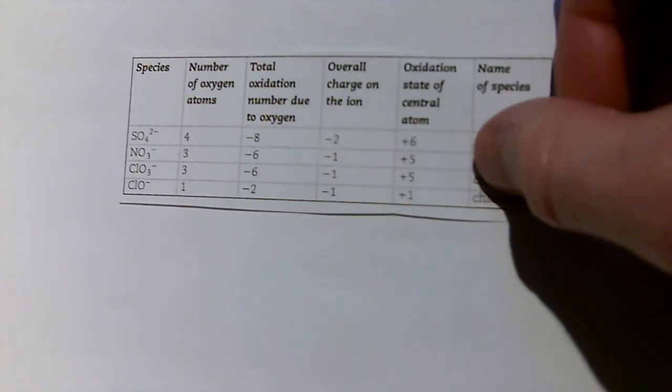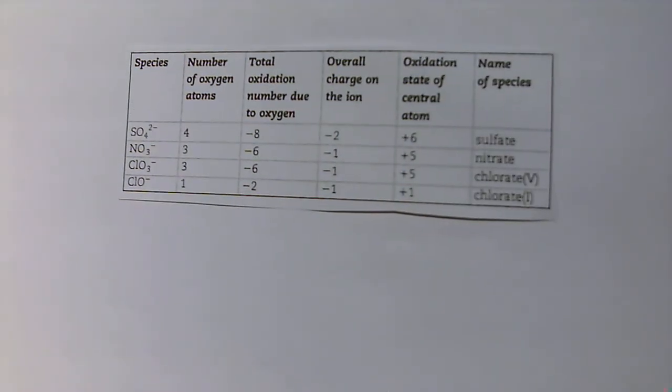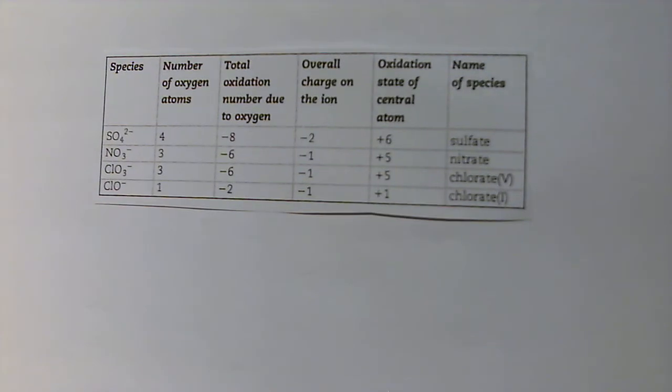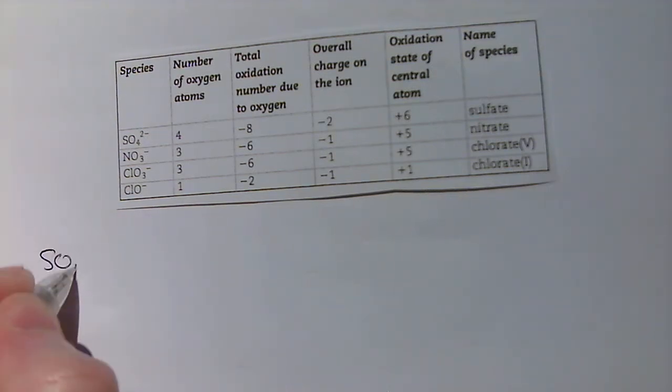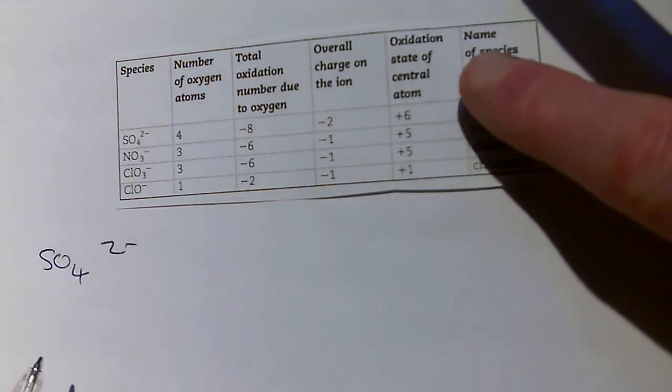Now let's have a look at this. It looks pretty complicated, but it's not. What we need to know is the oxidation state of the sulfur in SO42-. This is how I look at that. I know that each oxygen contributes -2 to that overall complex ion. It's a complex ion because it's got atoms of different elements in the ion.